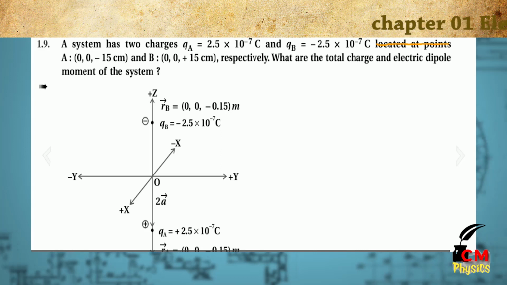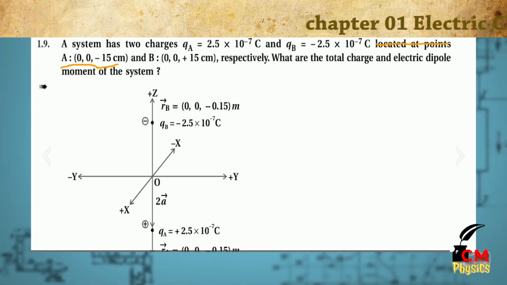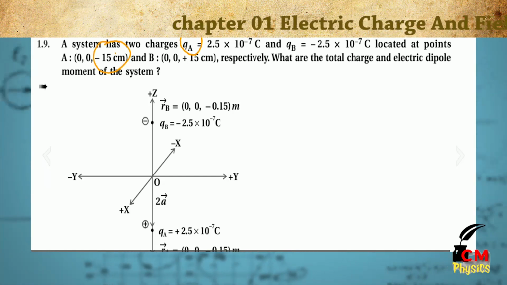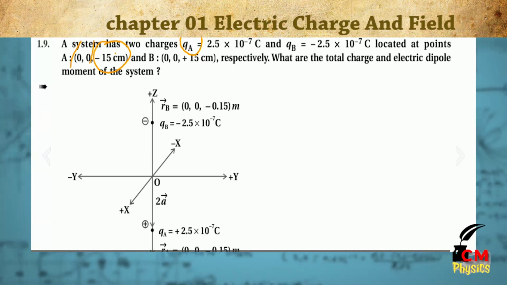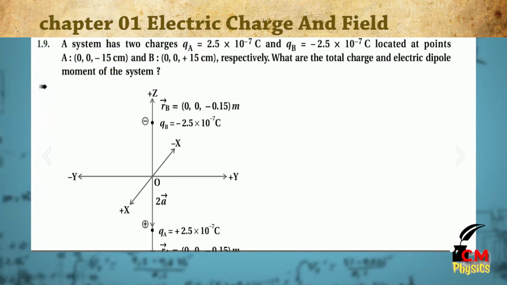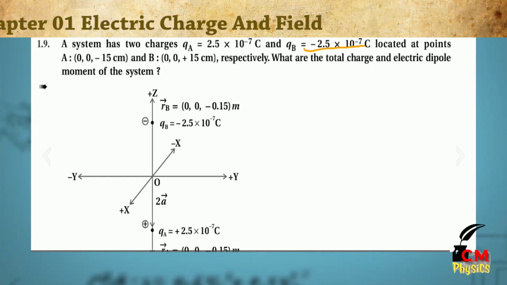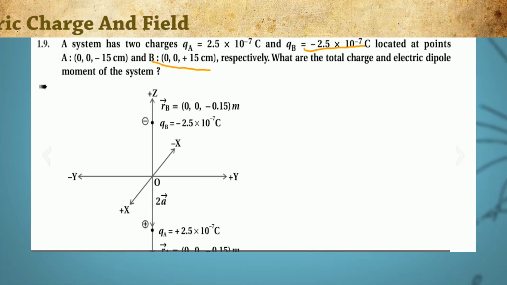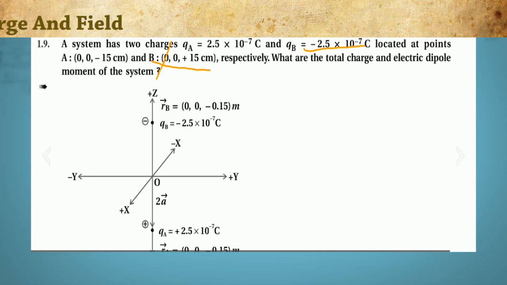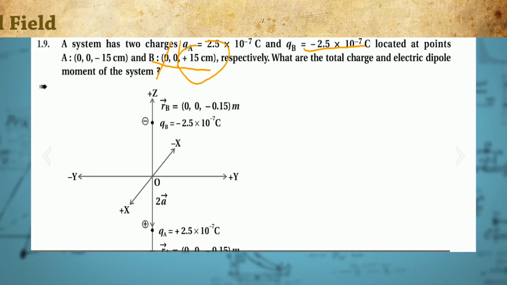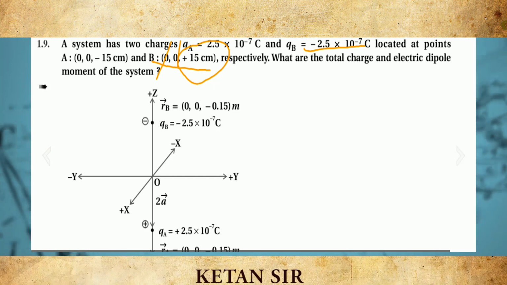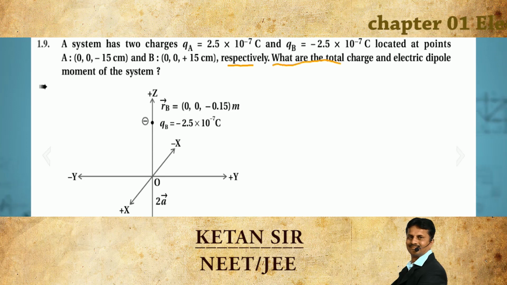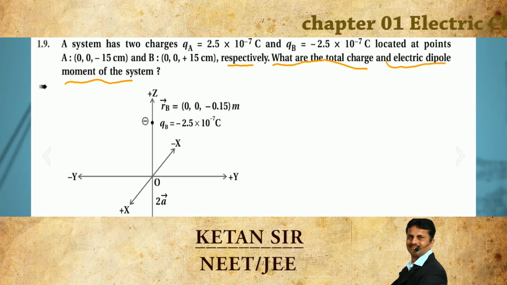Located at the points 0, 0, minus 15 centimeter, that means the A charge is located at minus 15 centimeter on the z axis because the x coordinate and y coordinate of the point are 0. And minus 2.5 into 10 raised to minus 7, that means the B charge is placed at 0, 0, 15 centimeter. That means the x coordinate is 0, the y coordinate is 0 and the z coordinate is plus 15. Then, what is the total charge and the electric dipole moment of the system?